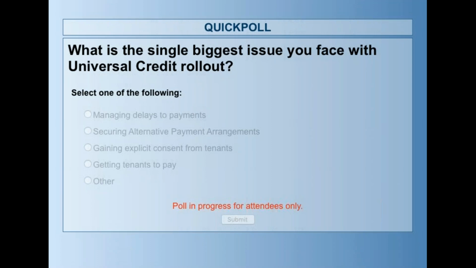So what is the single, I know it's hard to just choose one, what is the single biggest issue you face with universal credit rollout? And your options are managing delays to payments, securing alternative payment arrangements, gaining explicit consent from tenants, getting tenants to pay, or is there something else that we haven't captured there? I can see everybody voting as we speak.